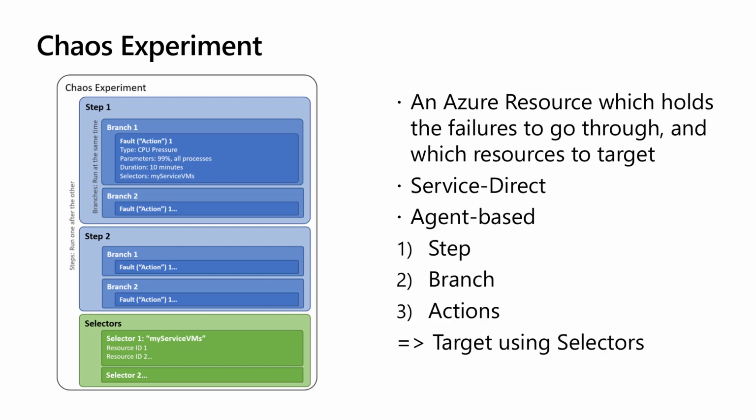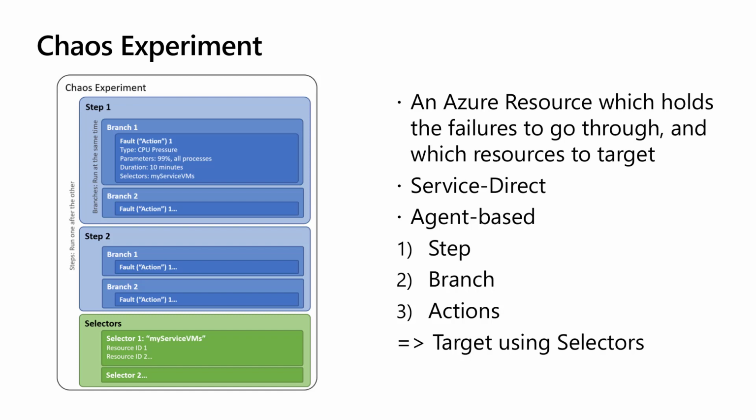And within each branch, you're going to specify the actual actions or tasks to fulfill. And that would be your failure actions. For example, here in step 1 in branch 1, I'm going to target a system and simulate a high CPU load pressure, generating CPU spiking to 99% load during the next 10 minutes.